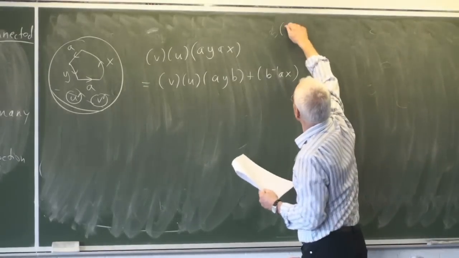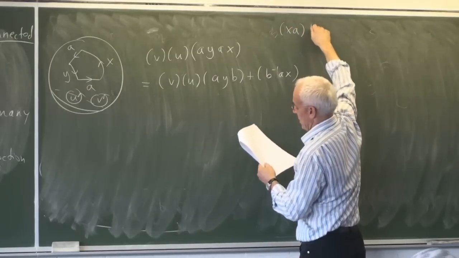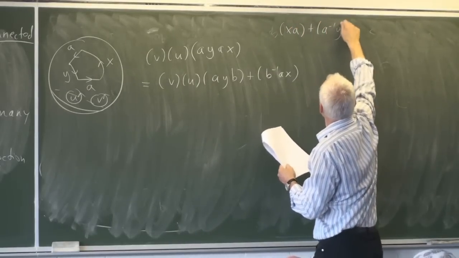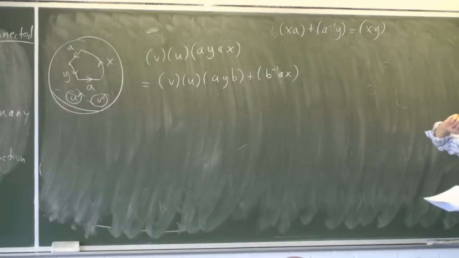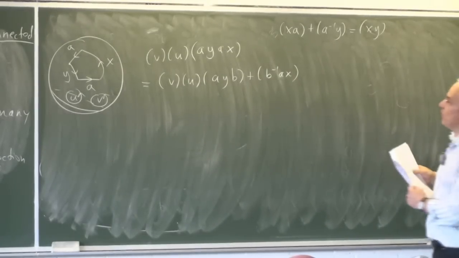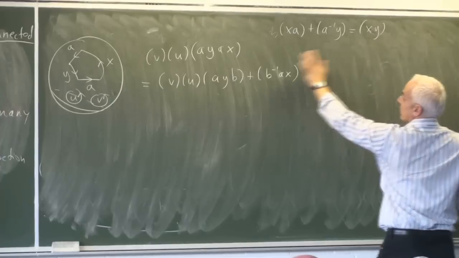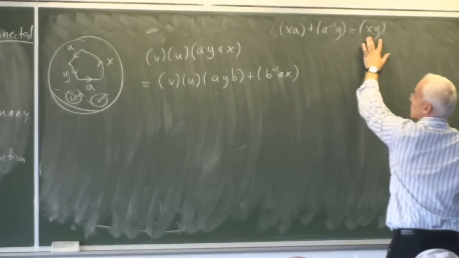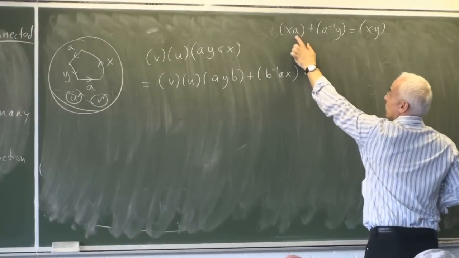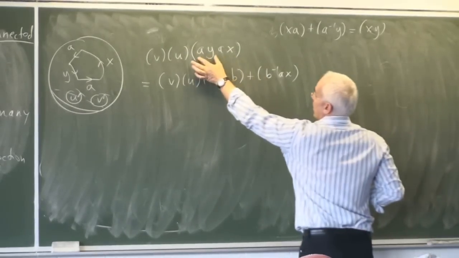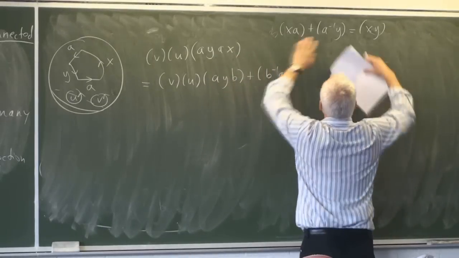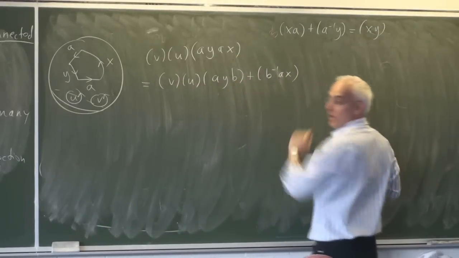So I remind you there was a rule that was like this, A X A plus A inverse Y equals XY. Remember that one? It was one of our basic rules. So we're using this and thinking of this thing here as being a combination of two things and separating it in two words by introducing a new edge, in this case B. So the AY and the AX are separated with a B and a B inverse.